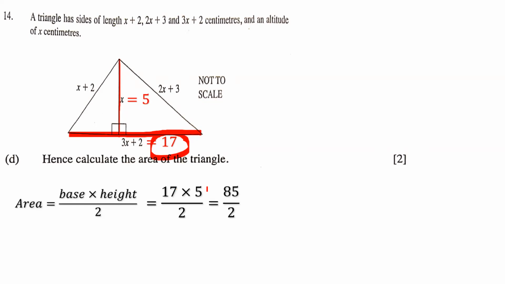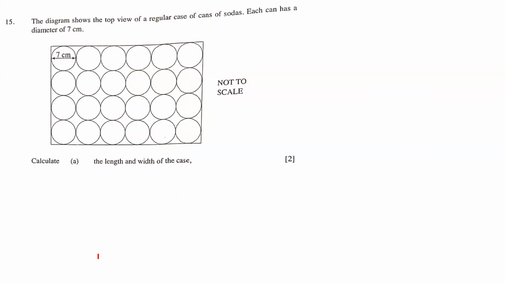17 times 5 is 85, and if you divide that by 2, you get 42.5. So the answer is 42.5 centimeters squared, because we know this is in centimeters. That's the area of the triangle. How do we get that? We multiply 17 by 5, that gives us 85, and we divide that by 2. That's 42.5. Now let's move on to question 15.